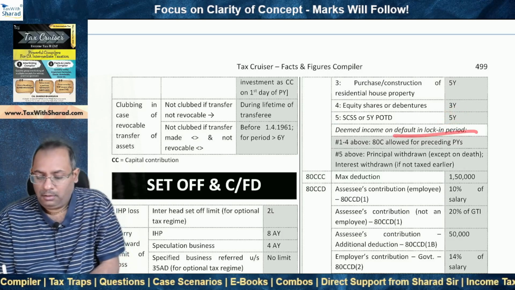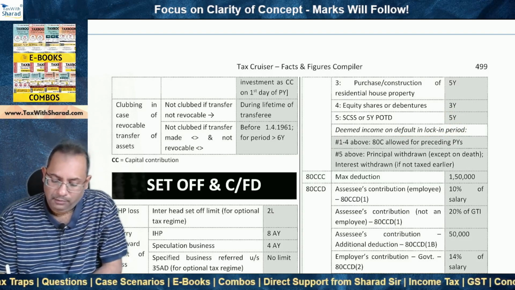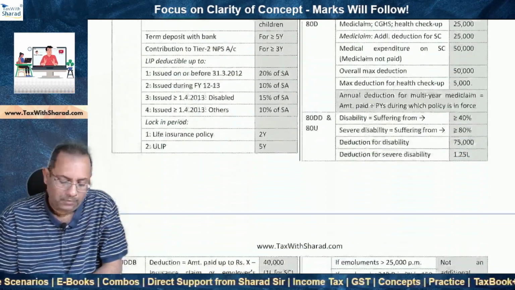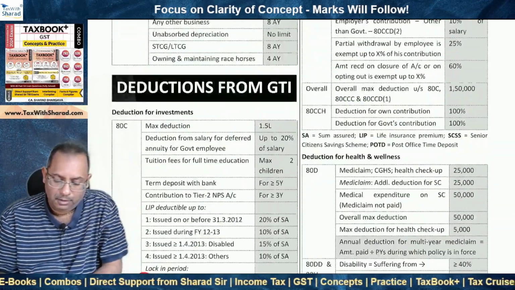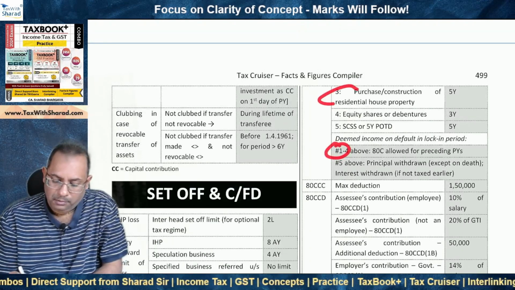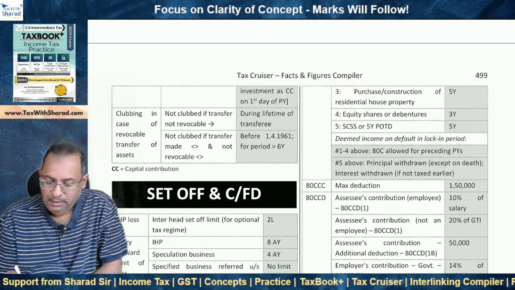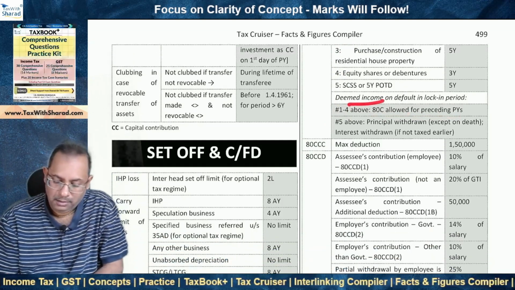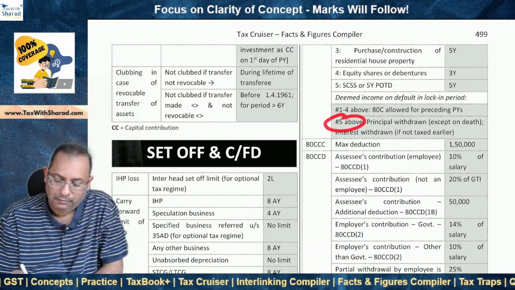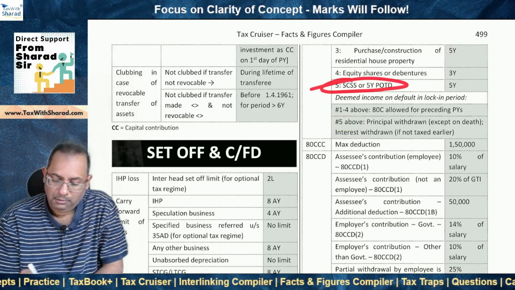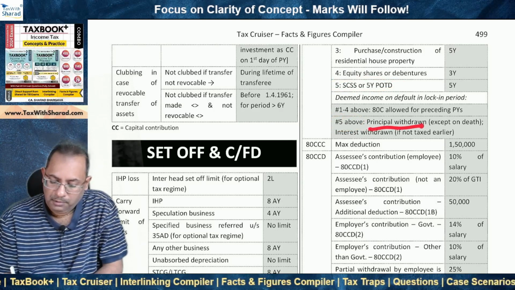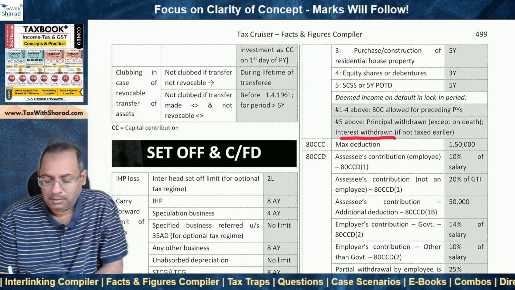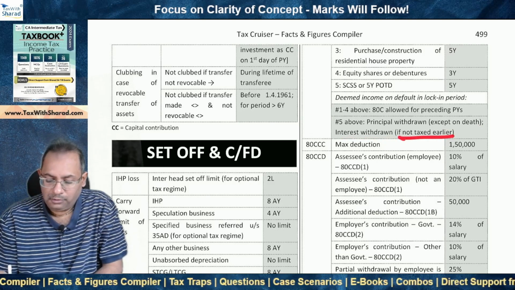Now, if there is default in complying with the lock-in period, then deemed income arises. For numbers 1 to 4 above, that means in case of life insurance policy, ULIP, residential house property and equity shares or debentures, the 80C deduction that was allowed for preceding previous years now becomes deemed income. So that means 80C is basically rolled back. In case of number 5 above, that means senior citizen savings scheme or 5-year POTD, the principal withdrawn is taxable except in case of death. And as far as interest is concerned, interest withdrawn is taxable if it was not taxed earlier.